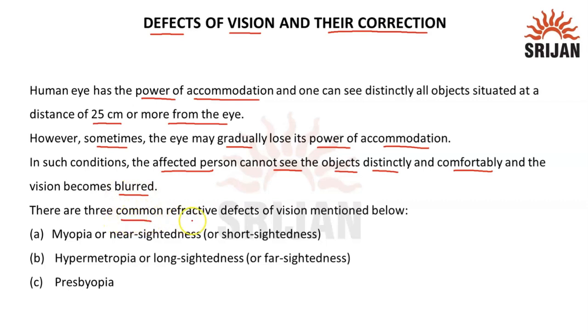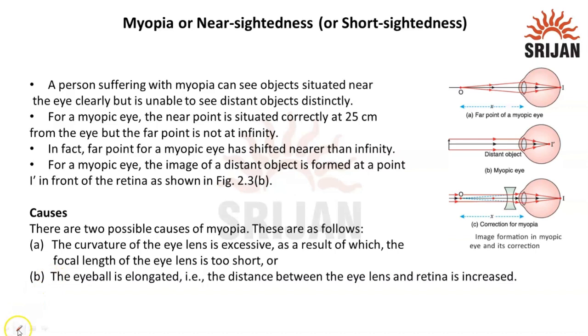There are three common refractive defects of the vision which are mentioned below. Number one is myopia, known as nearsightedness or sometimes referred to as short-sightedness. Number two is hypermetropia or long-sightedness, and the last one is presbyopia. Let's discuss them one by one in great detail.